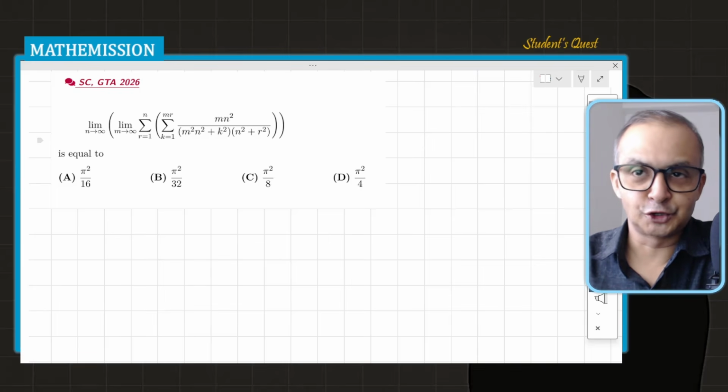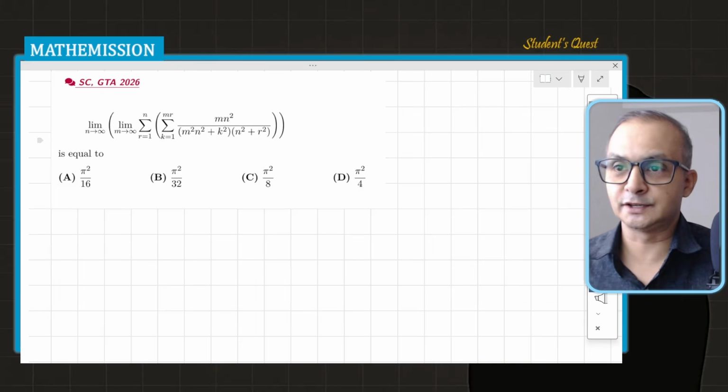Hello everyone. So today we'll start the discussion with this problem. This problem is of double limit and double summation. So how we break it down, let's try to understand.